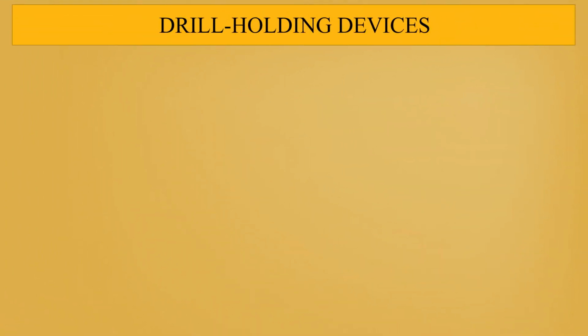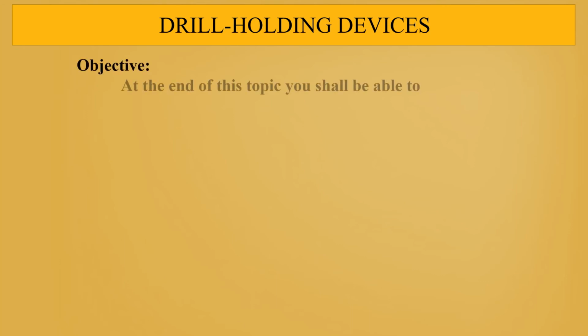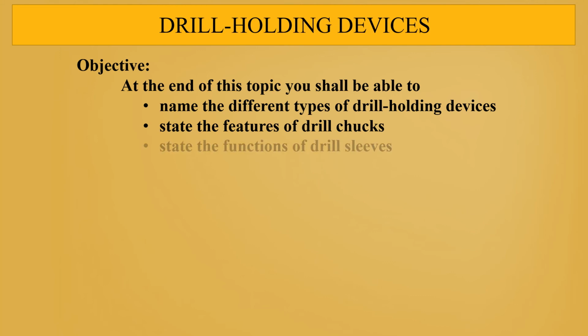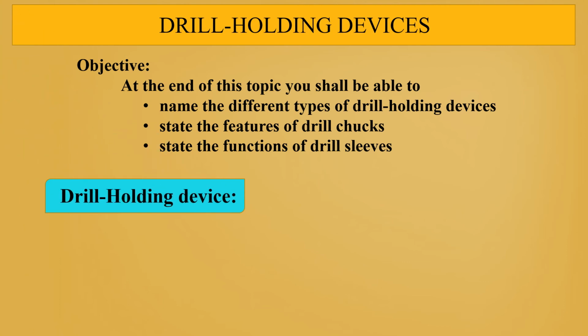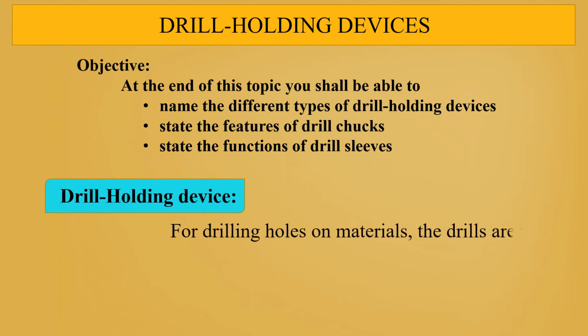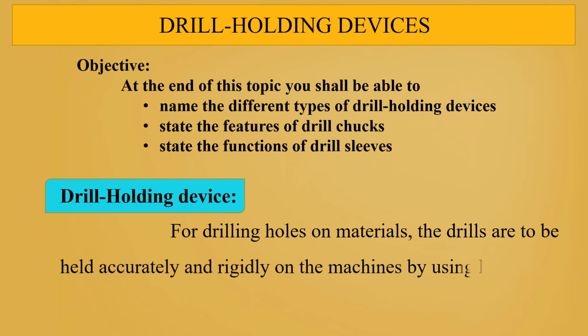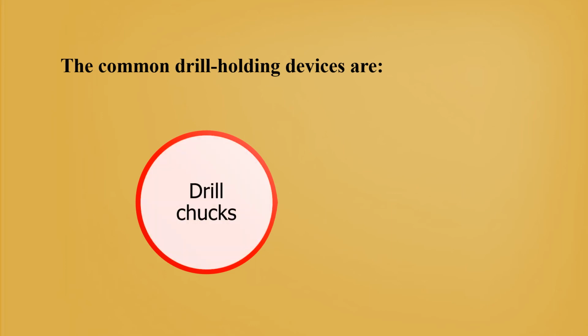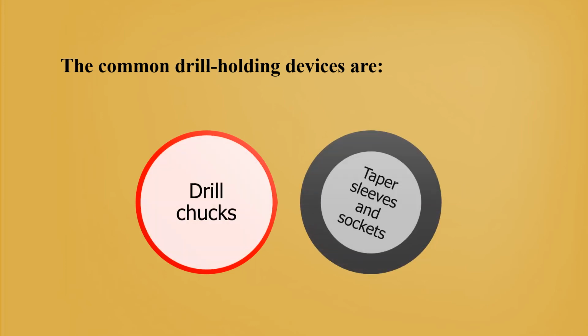Drill holding devices. Objective. At the end of this topic, you shall be able to name the different types of drill holding devices. State the features of drill chucks. State the functions of drill sleeves. For drilling holes on materials, the drills are to be held accurately and rigidly on the machines by using holding device. The common drill holding devices are drill chucks, taper sleeves and sockets.